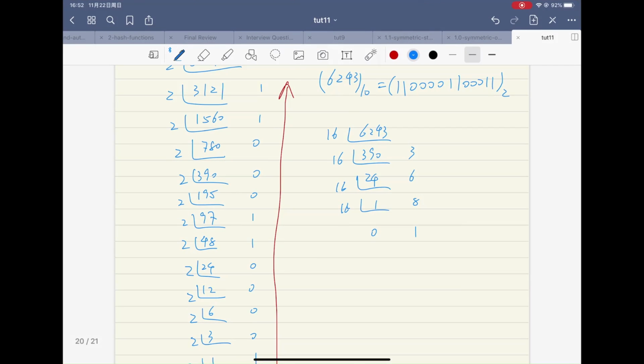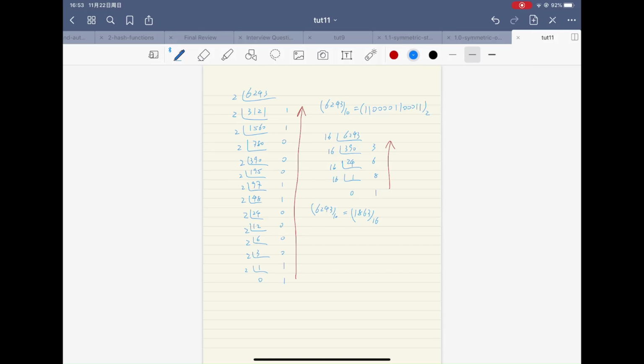And 6243 base 10 is just 1863 base 16. Right, we go backward. That's the 6243.